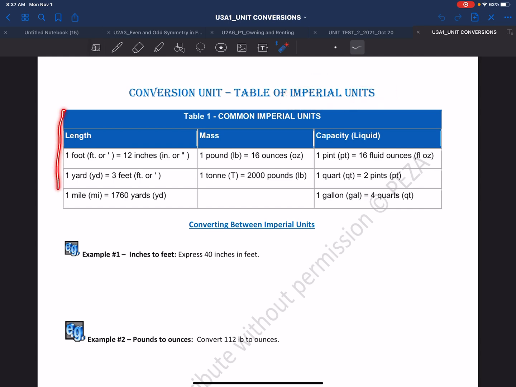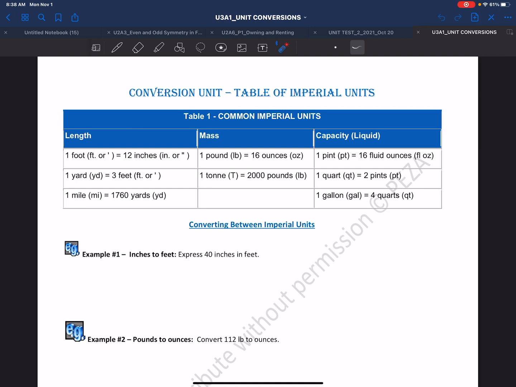So here we have a chart that gives us a description of unit conversions. So we have foot to inches, yard to feet, and etc. So we have the length, the mass, and the capacity. Now remember that regardless of whether you are converting within a certain system or between the two different systems, in principle, we follow the exact same structure. So let's get started with our first example.